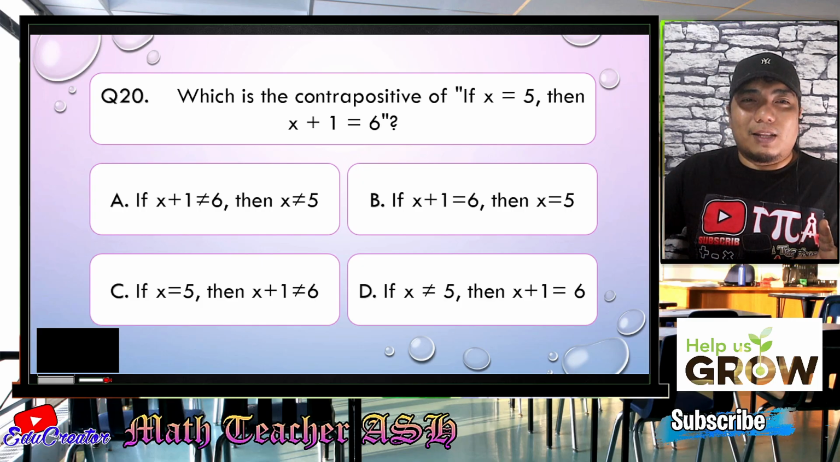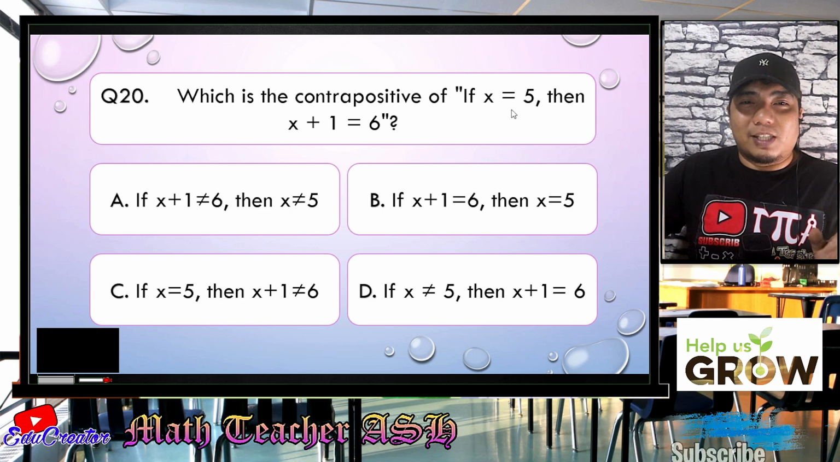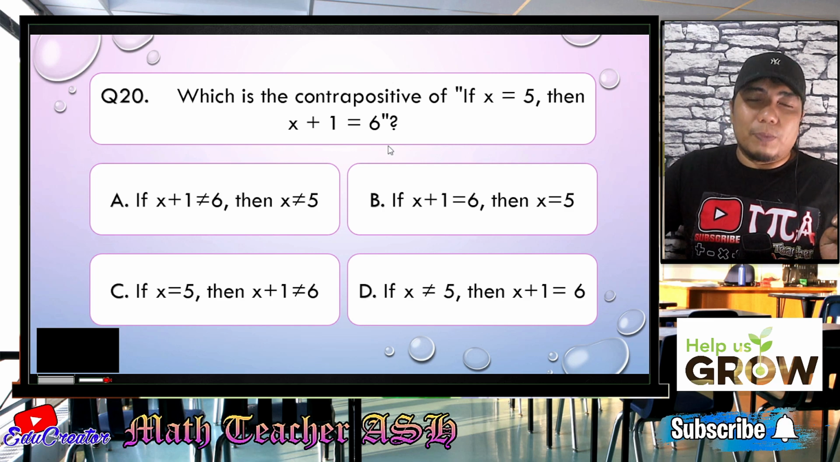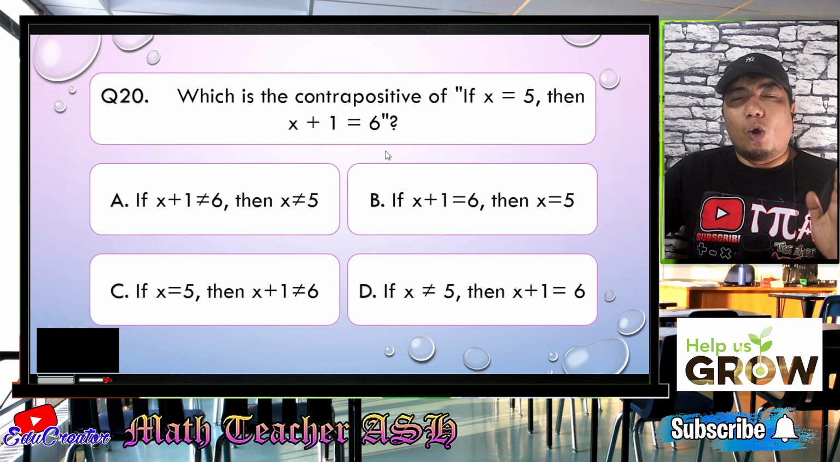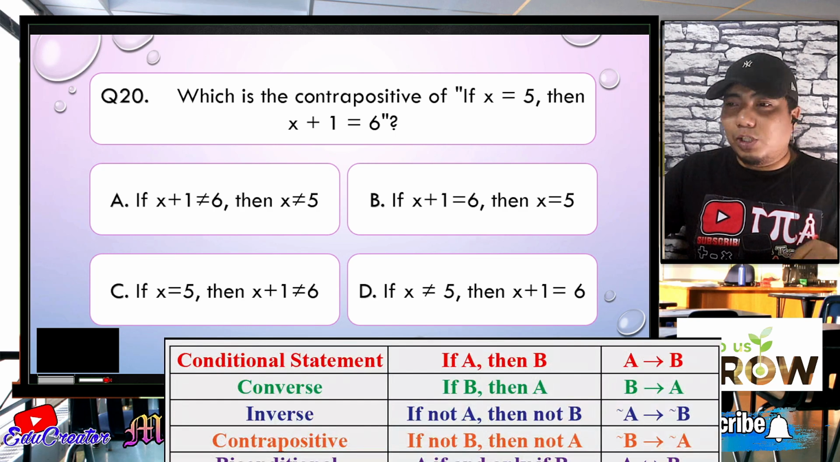Alright, my dear math learners, what we have now here is we need to find the contrapositive statement of this one. The conditional statement says if x is equal to 5, then x plus 1 is equal to 6. Now the question is, what is a contrapositive? Let me show you the given notation for contrapositive. So we have here the contrapositive: if not B, then not A.